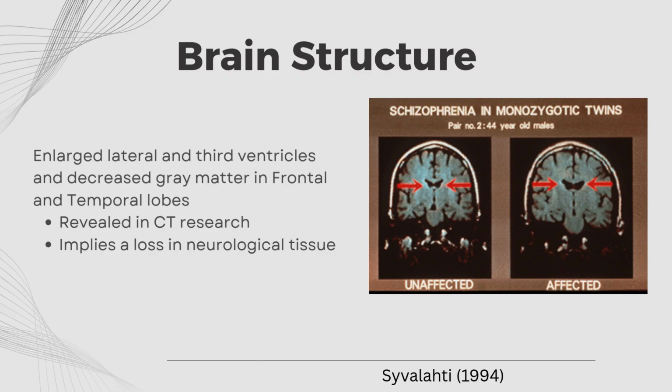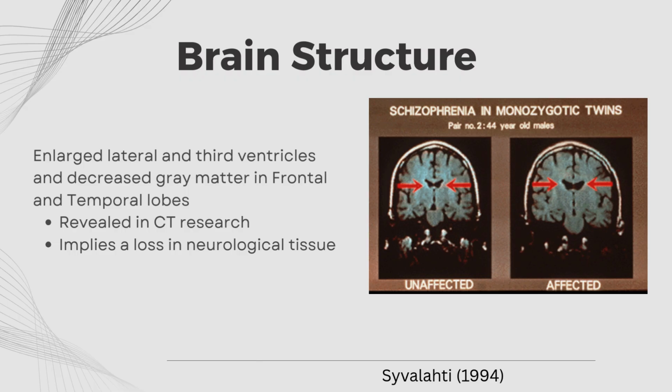Firstly, we will look at brain structure. Something that is found in people with schizophrenia is that the ventricles in their brain are enlarged compared to those unaffected with the disorder. They've also found that there's decreased gray matter in the frontal and temporal lobes. This has been revealed through CT research. We've learned about all these different research methods.